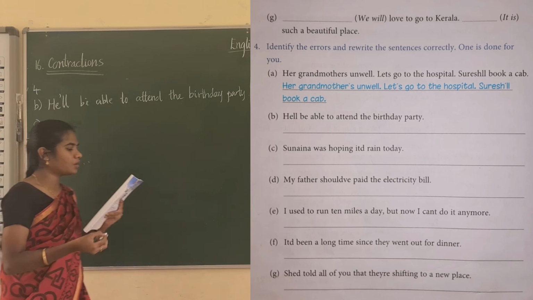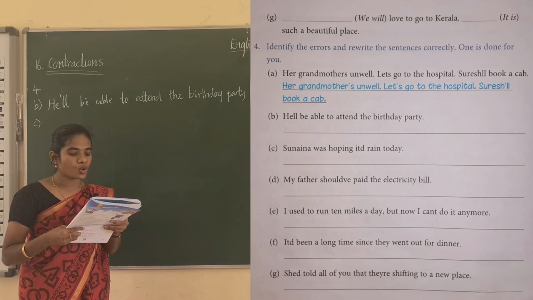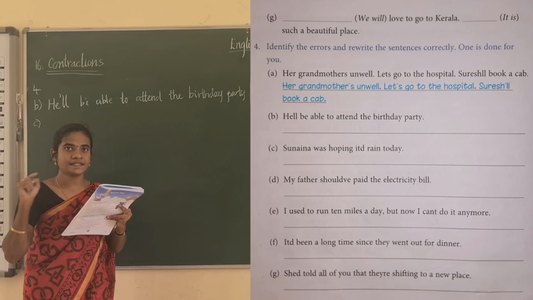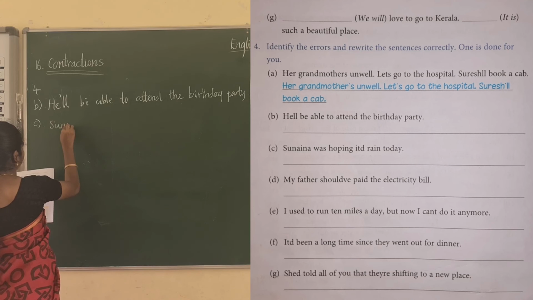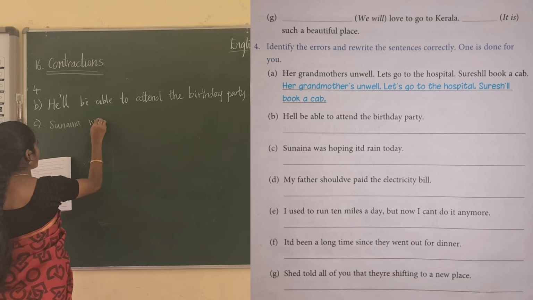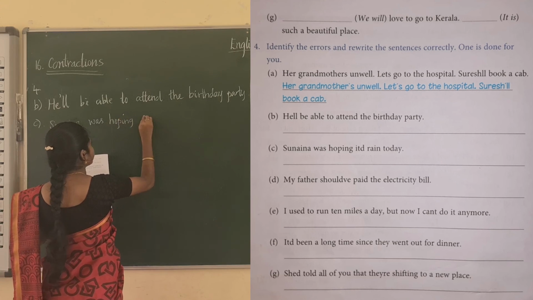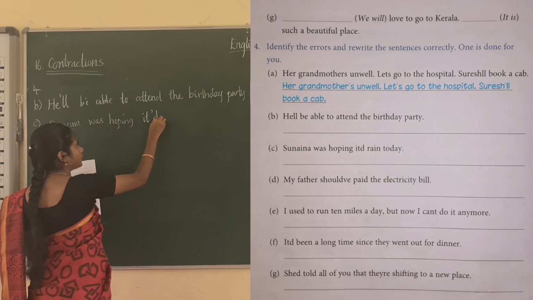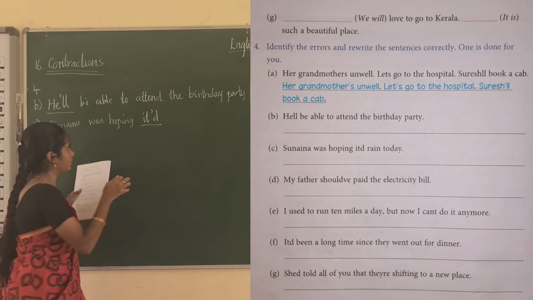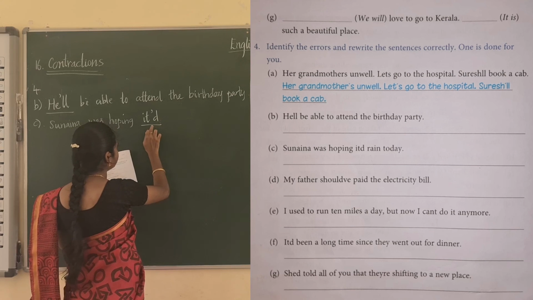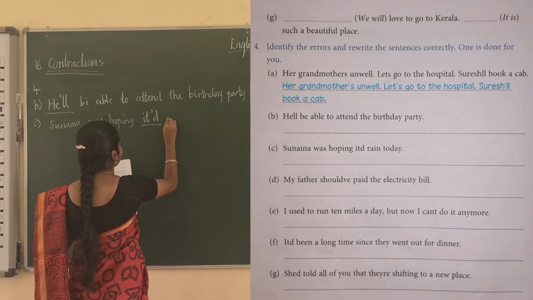See, Sunaina was hoping it would rain today. Okay, so Sunaina was hoping it apostrophe D, that is it'd rain today. Okay, here there is an error. The underlined word is the error. So we have to correct the word by putting it apostrophe D. Rain today.